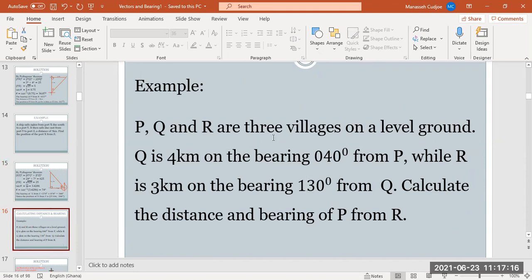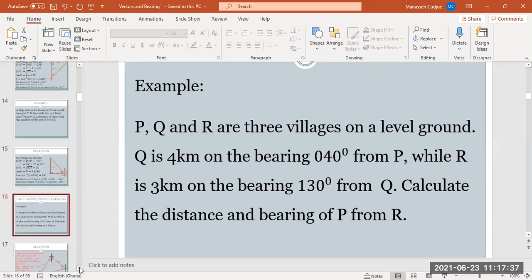P, Q, and R are 3 buildings on a level ground. So that can be your book. Your book can be the plane or your ground. Don't start imagining ground; you can have your book as your ground. Q is 4 kilometers on a bearing of 040 degrees.